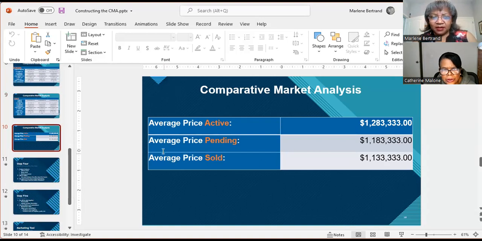So when you're all done with the market analysis, you're going to want to take the average price, and how you get the average price.